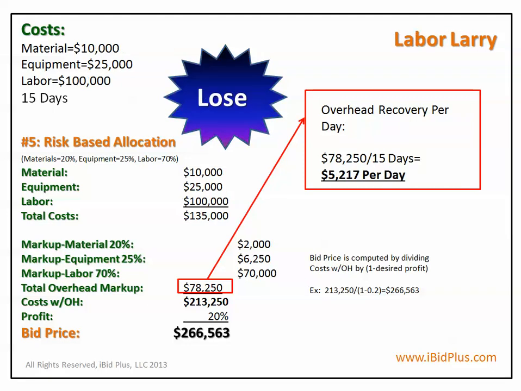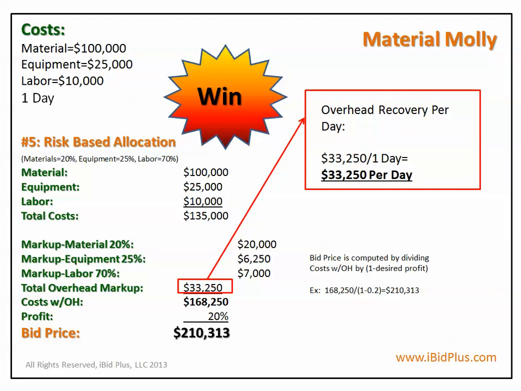In comparison, let's look at the Labor Larry job. If we would have won this job, we would have recovered $78,000 in overhead, which you say, hey, that's a lot greater than the Material Molly job. However, look at the overhead recovery per day on this. $5,000 versus Material Molly at $33,000.